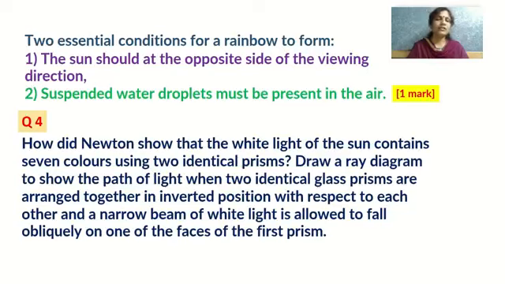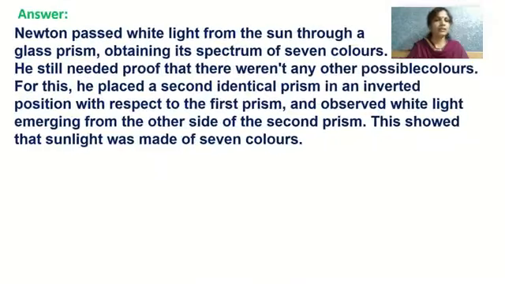So let's see the answer first. Newton passed white light from the sun through the glass prism, obtaining its spectrum of 7 colors. He still needed proof that there weren't any other possible colors. For this, he placed a second identical prism in an inverted position with respect to the first prism and observed white light emerging from the other side of the second prism. This showed that sunlight is made up of a combination of 7 colors.